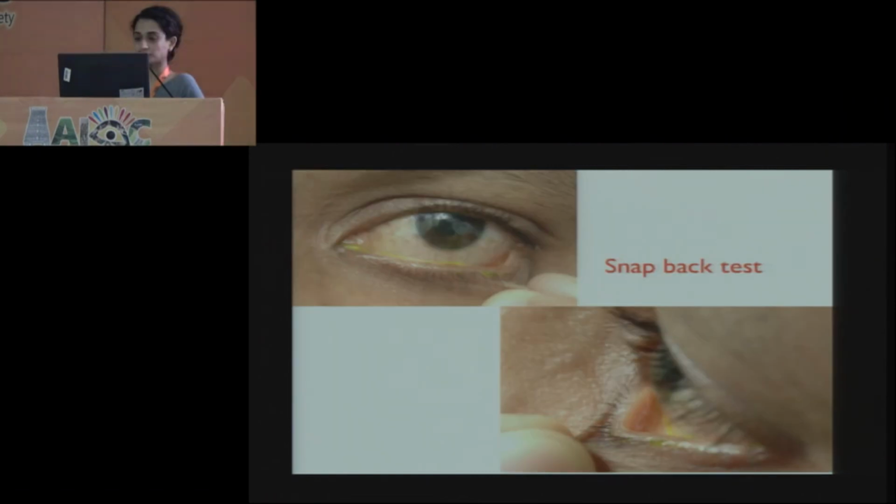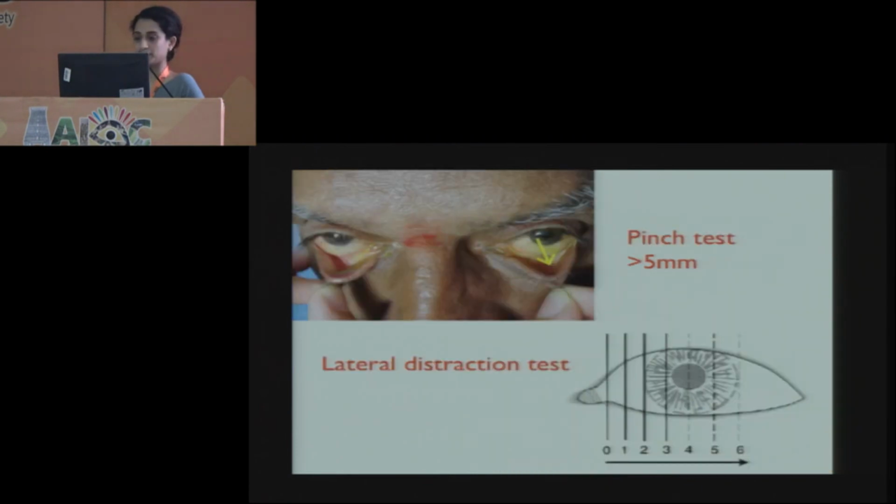So how do you evaluate a case of senile ectropion? The snapback test. You all know the snapback test, right? You pull it, you leave it, there will be a snap. The pinch test: anything more than 5 millimeter is considered to be abnormal. Some patients can have very lax skin or a lax lid. Then the lateral distraction test in order to know the horizontal lid laxity. These are important.